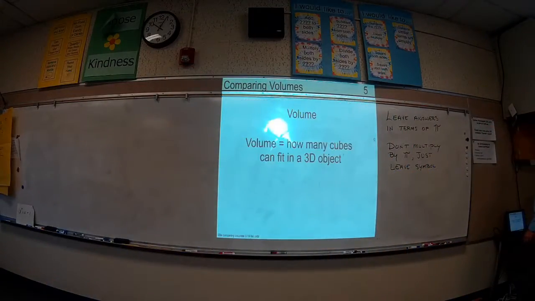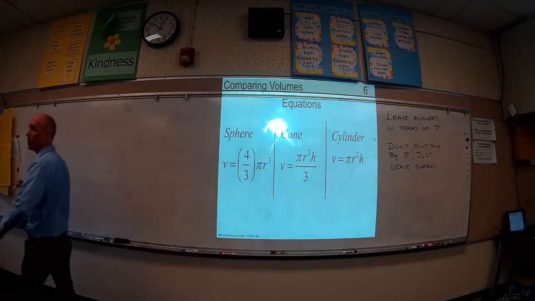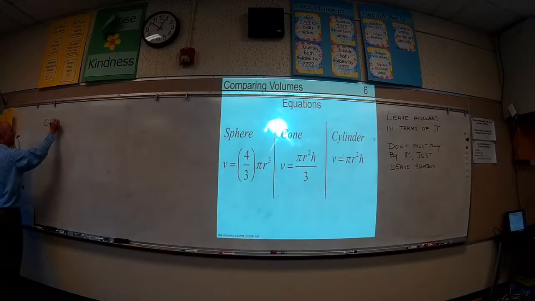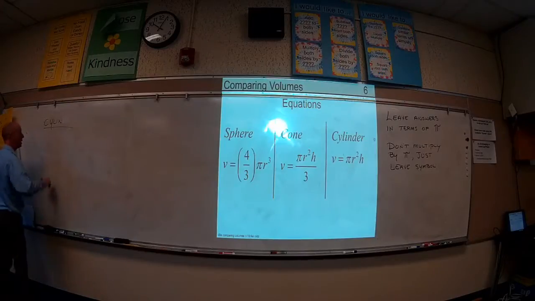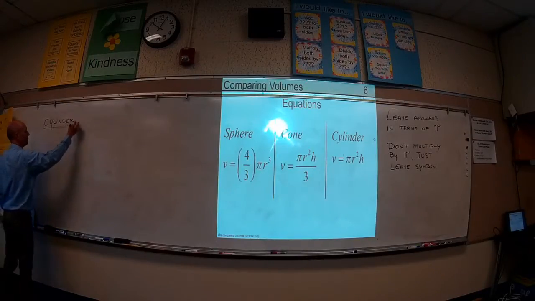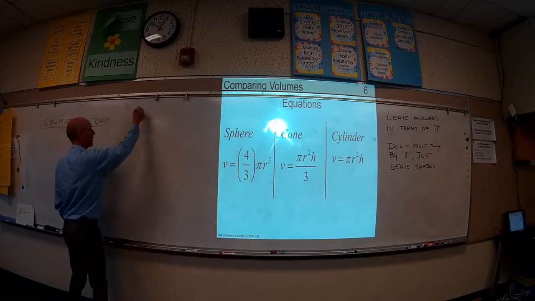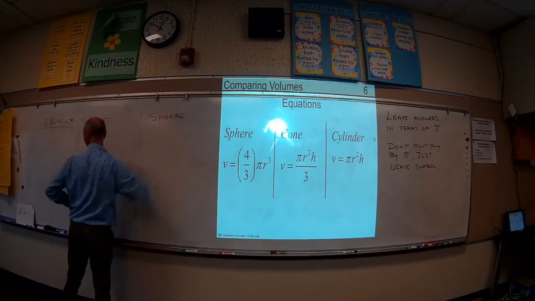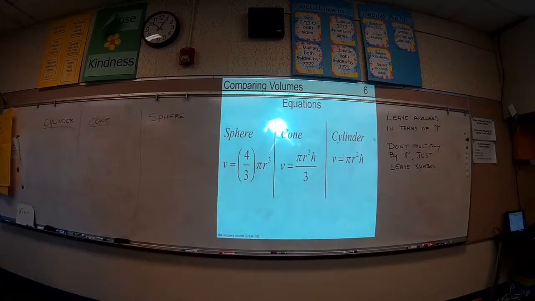So we have 4 equations, actually 3.5 equations, that we're going to put into our notes. So we have our cylinder. I'm writing, so you're writing. Cylinder. We have our cone and our sphere. Can you get those 3 ready to go in your notes?